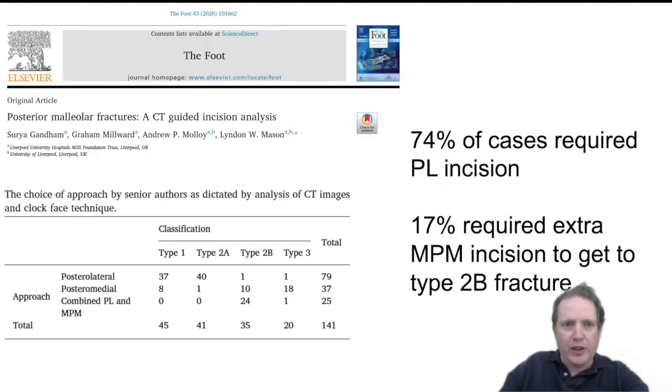Now, we published this paper earlier this year, back in January in The Foot, showing that for this type 2A fracture here, the majority could be accessed through the posterolateral incision. However, if you had a type 2B fracture, which we can discuss later, 17% required an extra posteromedial incision to access them. I'll discuss this much further in the discussions on approaches.